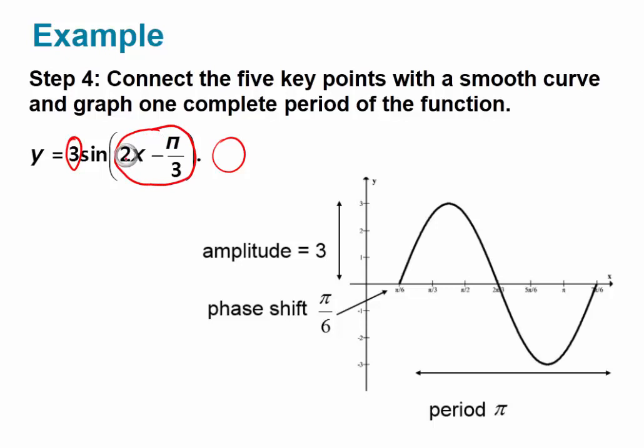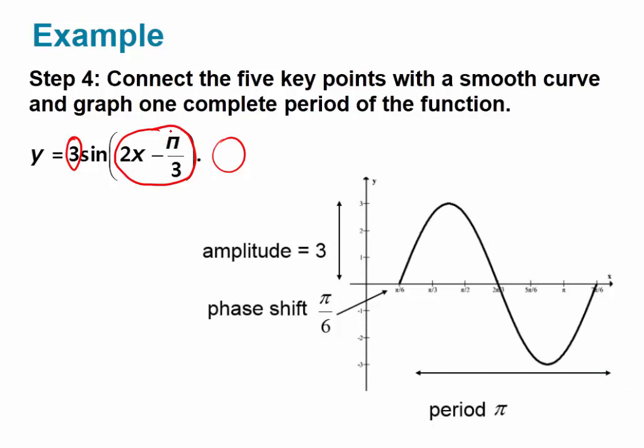And notice, like I mentioned before, since this was a 2, it's going to make this whole sine cycle happen twice as fast. So instead of a normal period of 2 pi, notice here we just have a period of pi, since that 2 makes it happen twice as fast.